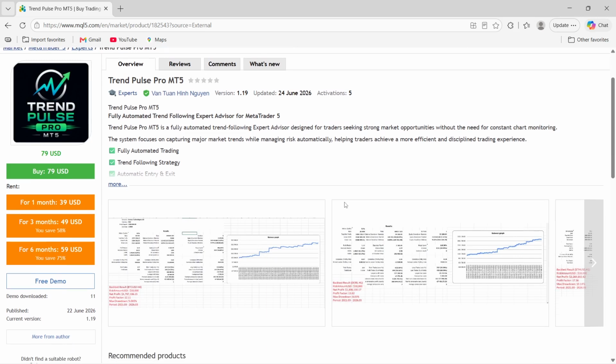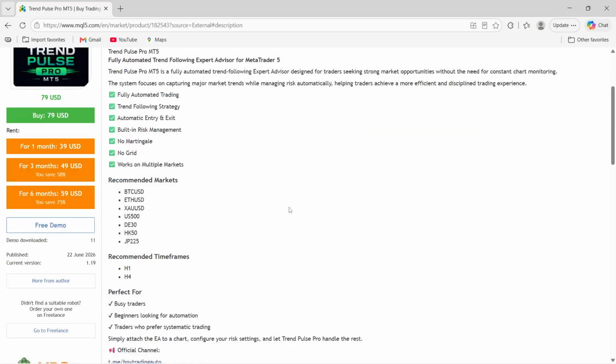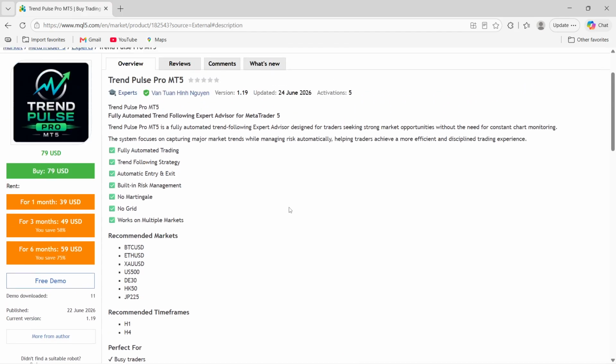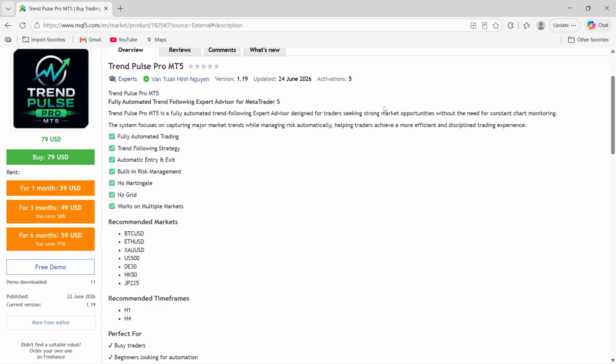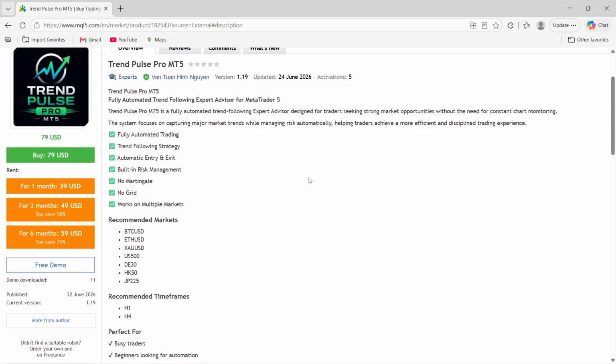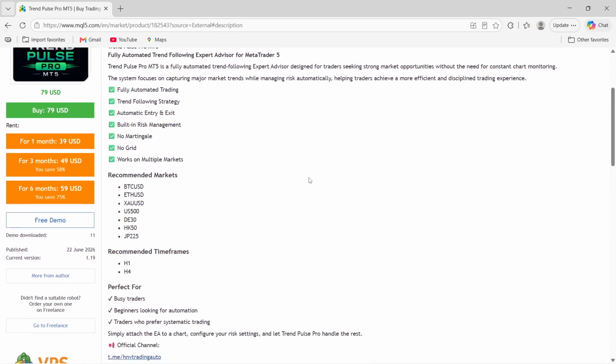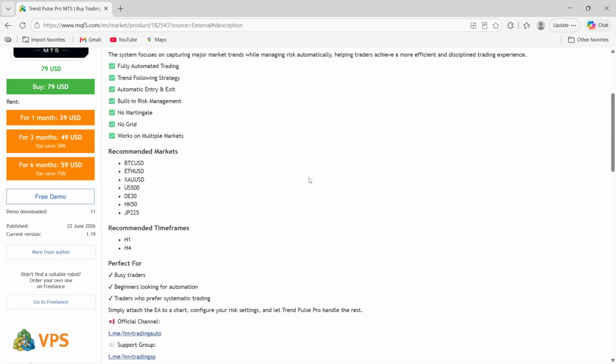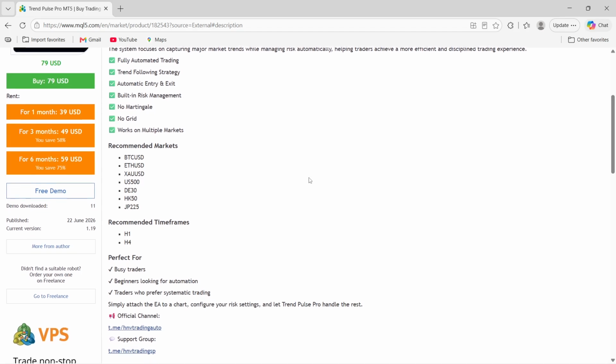All right, let's get into it. From the MQ5 page, as you can see here, Trend Pulse Pro EA is designed as a trend following tool that uses pulse signals, likely based on momentum, price action, and trend confirmation indicators, to enter trades in the direction of the prevailing trend. It aims to capture sustained moves while avoiding choppy conditions through adaptive filters. The EA includes dynamic trade management, risk controls, and trailing stops or partial closes to lock in profits, making it accessible for most traders.